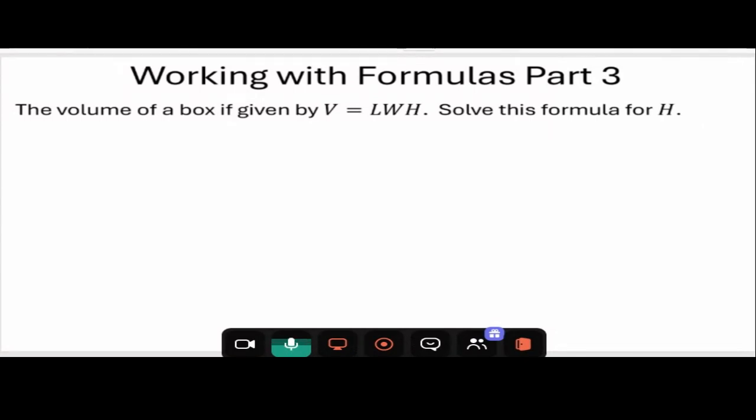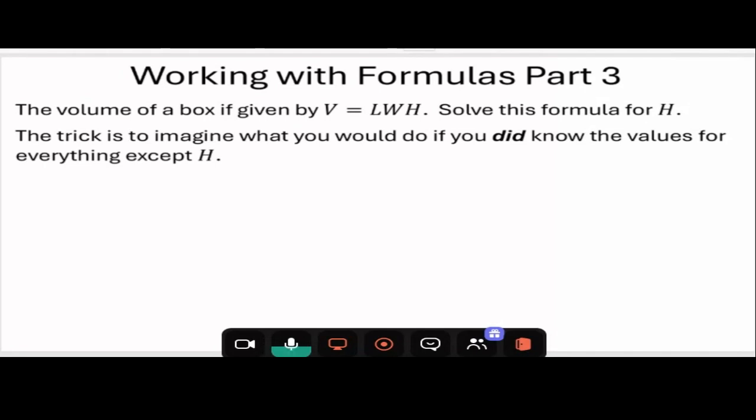We're going to start really simple. The volume of a box is given by V equals LWH, and we have been asked to solve the formula for H. Notice they haven't told us any of the values, just isolate H in that formula. So the trick to doing these is just to imagine what you would do if you didn't know the numbers. If instead of those being letters, they were numbers, how would you make them go away? How would you get the H by itself and do the same thing?